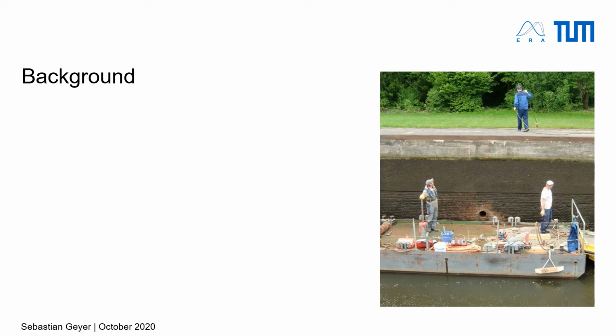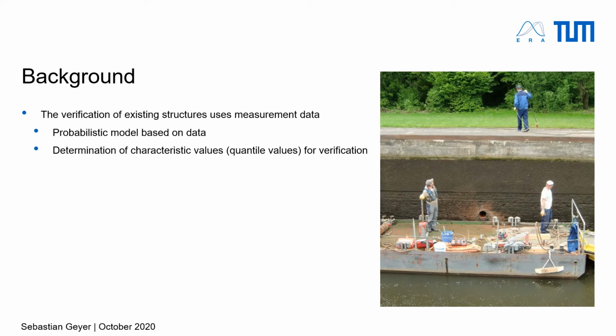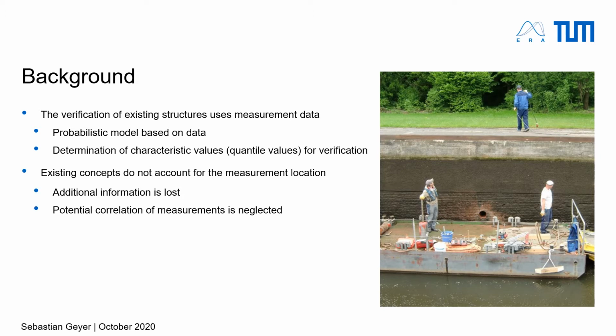The background of the model that I'm going to present stems from the structural verification of existing structures, which is often based on measurement data. With this data, you can build a probabilistic model and then use this model to determine characteristic values, which are typically quantile values of the probability distribution, for the verification of the structure. However, the existing concepts typically do not account for the measurement locations, which means that this additional information is lost and the potential correlation of the measurements is neglected.